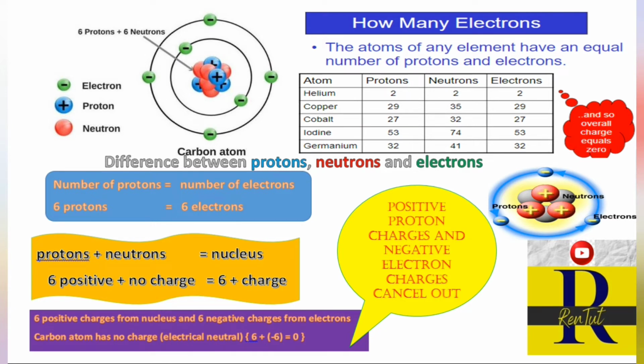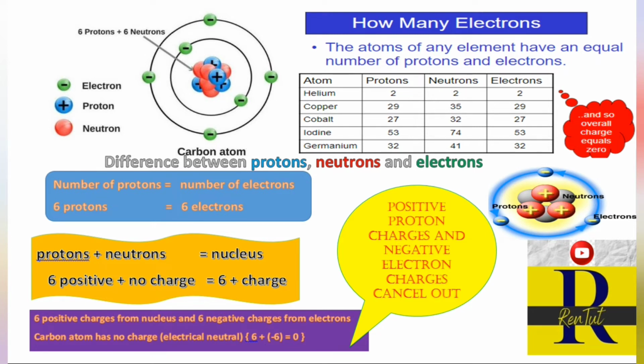So for most of the atoms, we have shown just for comparison purposes. You can see helium has 2 protons, and the electrons are also equal. Now copper, it has similar protons and similar electrons. Now cobalt, another element, you see the protons and the electrons are the same. Iodine has 53 protons and 53 electrons. And germanium, respectively, you can see 32 protons and 32 electrons.